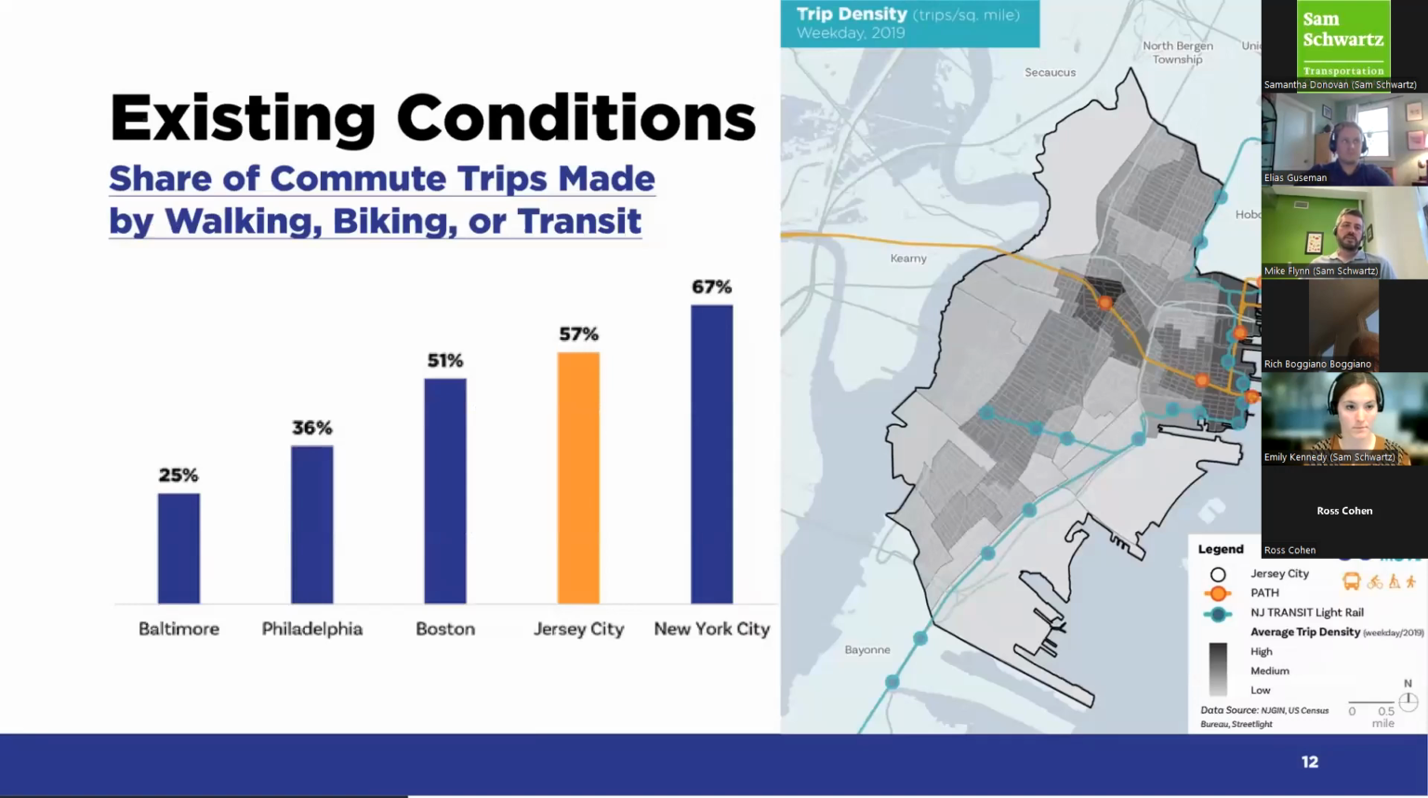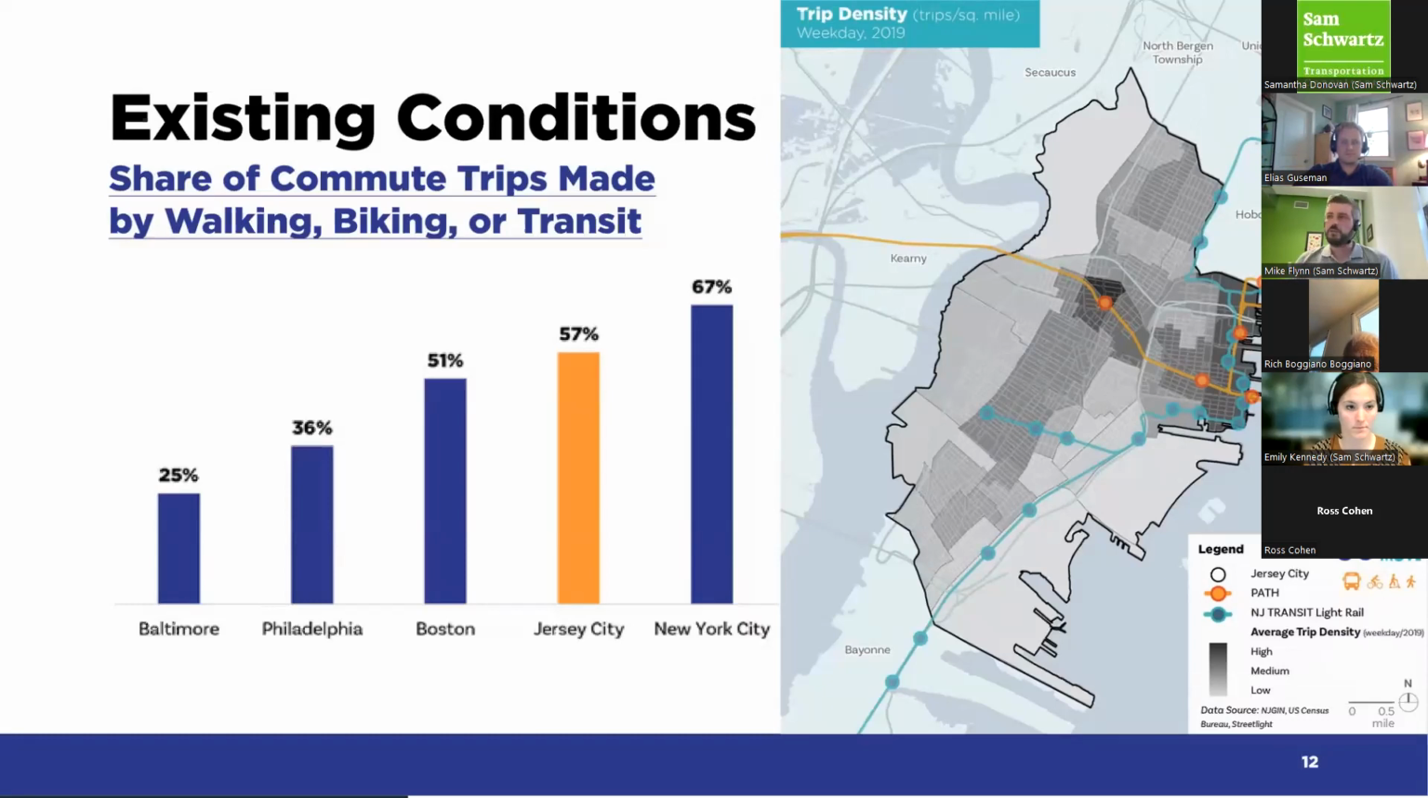And you can kind of see some of that here. So this is showing pre-pandemic travel patterns within Jersey City. You can see that it has one of the highest shares of people walking, biking, and using transit to get to work in the US, which is a great starting point.